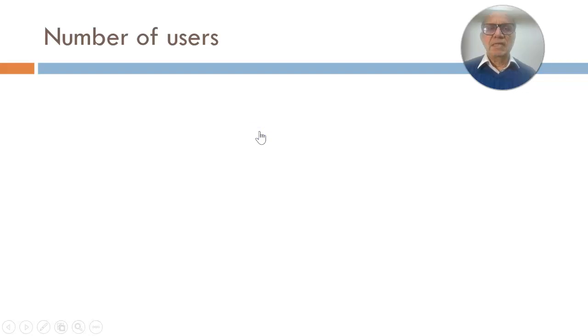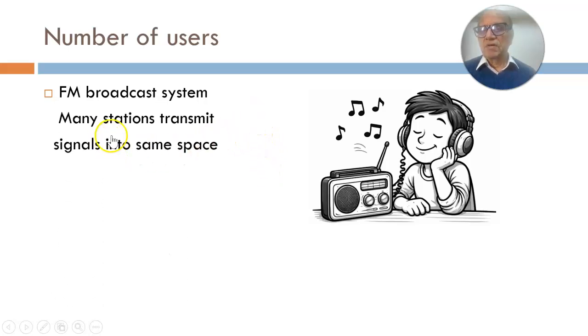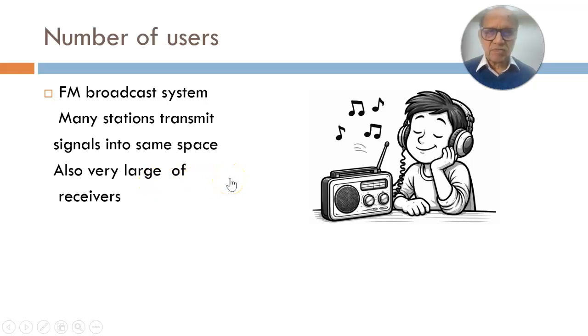Then let us look at the second aspect, that is number of users. Now if you consider FM broadcast system, there are a number of FM transmitters working in the same city. So all of them radiate energy into the same space. A number of radio stations send the signal into the same space. So the number of users from the transmitting viewpoint is also large, and in fact the number of receivers is enormously large for the FM systems. So as we said, many stations transmit signals into the same space. Also a very large number of receivers, large number of users.